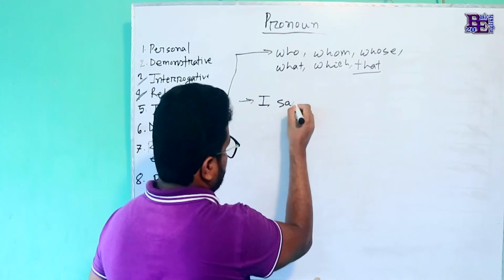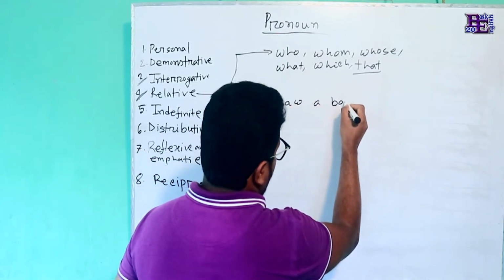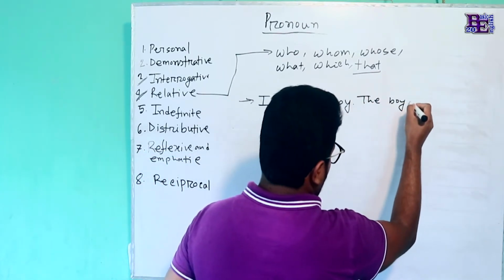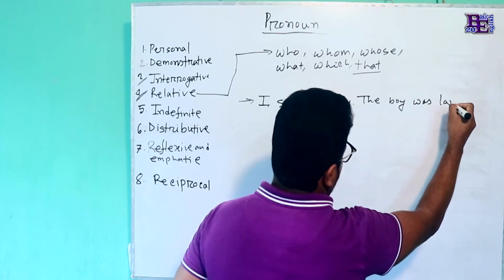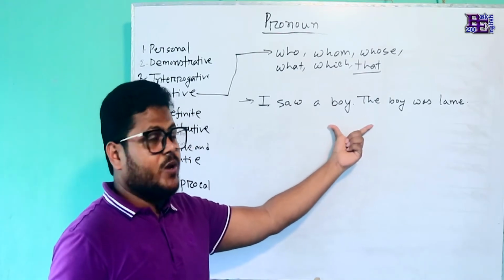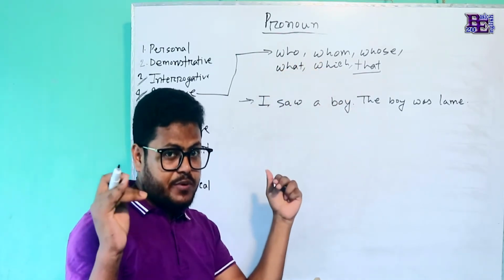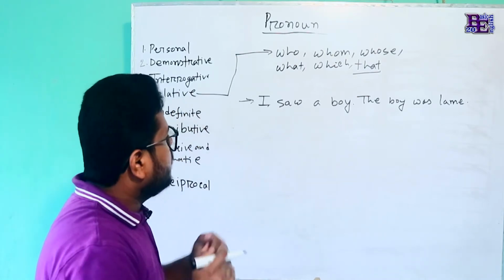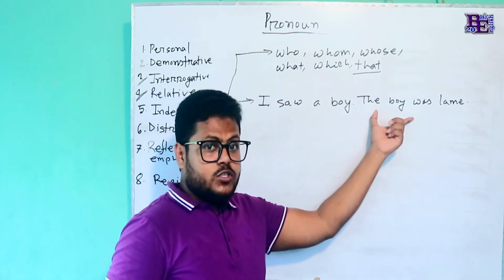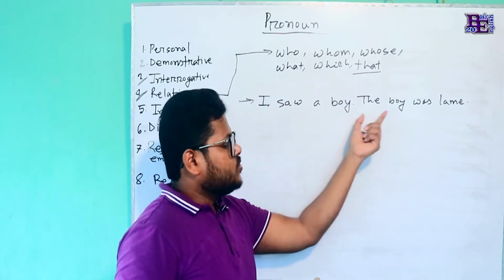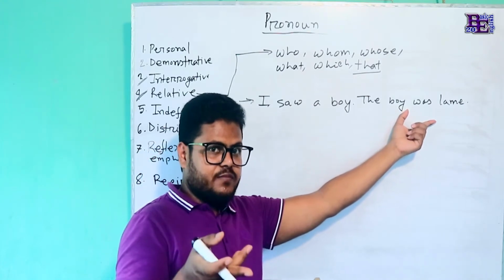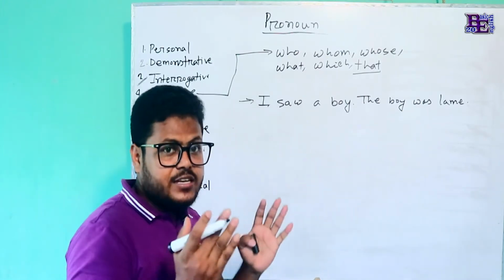I saw a boy. The boy was lame. You can say, sir, why are you writing like this? Where is the relative pronoun? Here we will bring the relative pronoun. I saw a boy. I have seen a boy, and the boy, which boy? That I saw. So the boy was lame. That means I saw a boy and the boy I saw was lame. So I will make a relation between them.